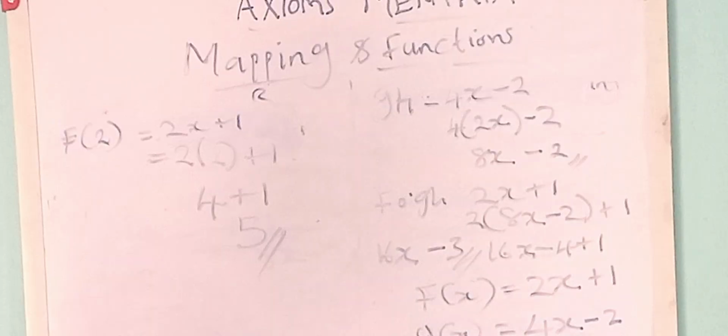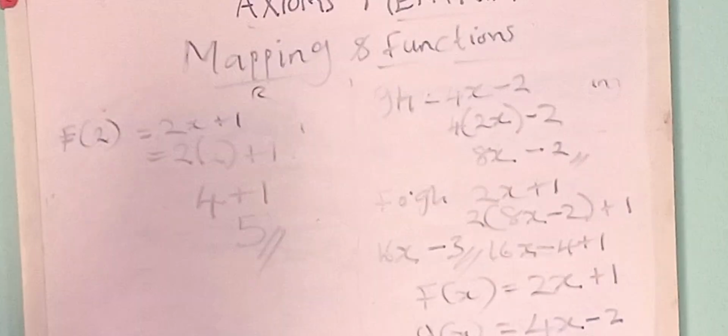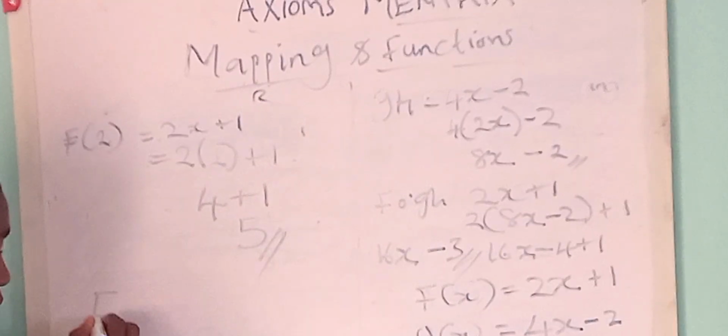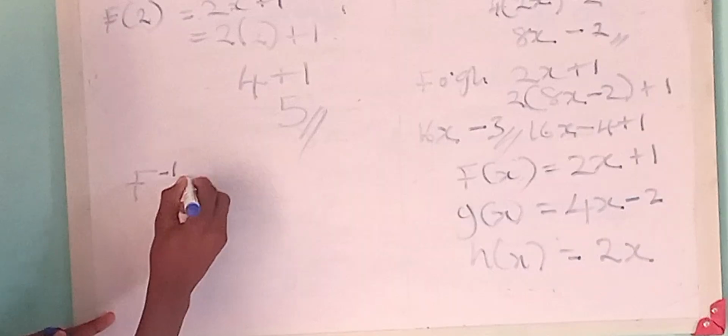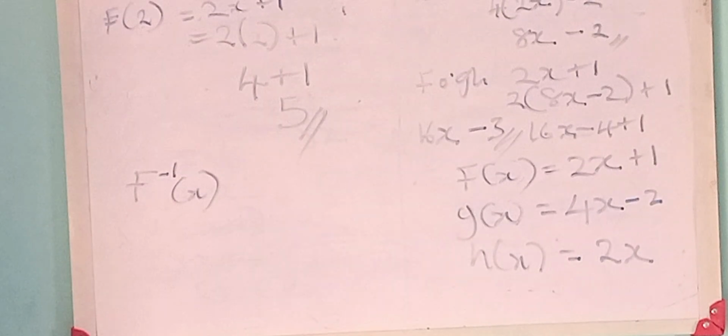So with this, we have talked about most of the things you need to know in mapping and function. But there's one thing left that you also need to know, which is called the inverse of a function. I'm going to be doing this real quick. So if I have this function which is 2x plus 1, and I'm asked to find f inverse of x, this is the inverse of a function.